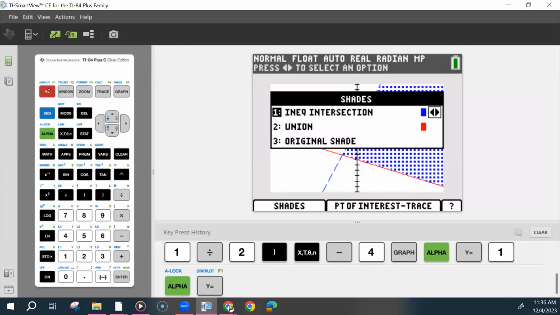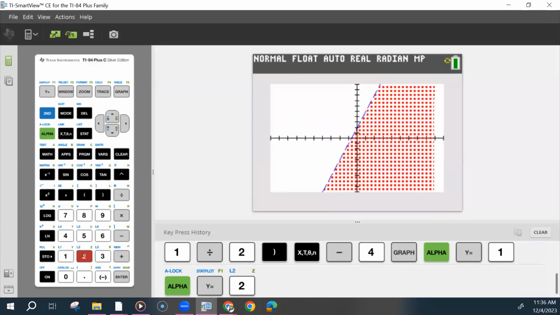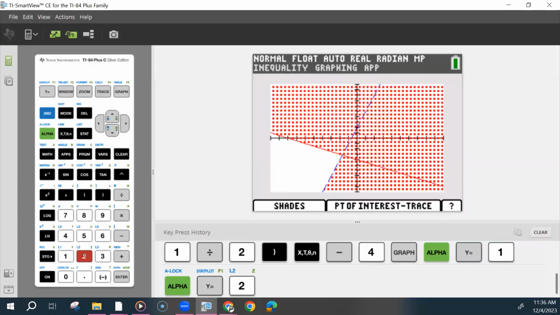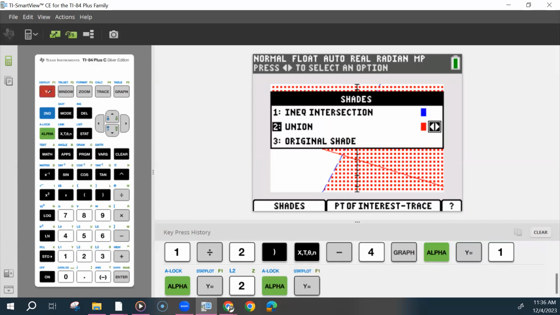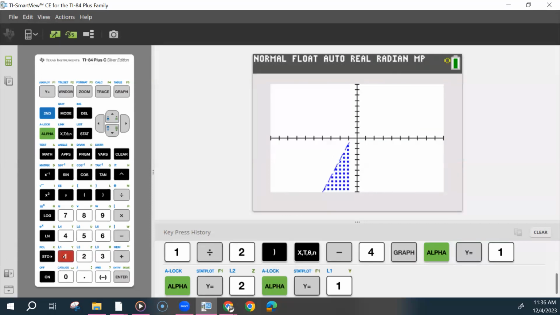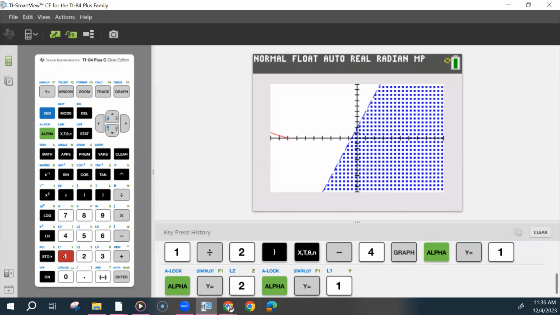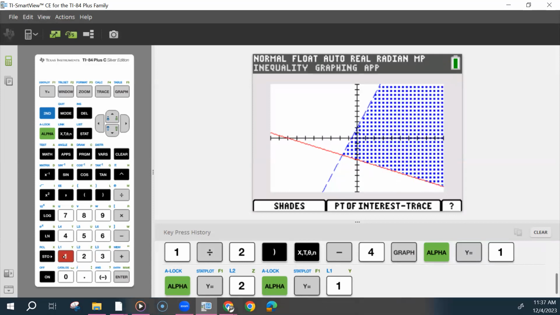Alpha y equals, if I do the second one, this is just everything combined. That doesn't really help you. So I would probably stay away from this one. So 1 or 3 are good options. 2, not so much. Questions on how we use the calculator for that?